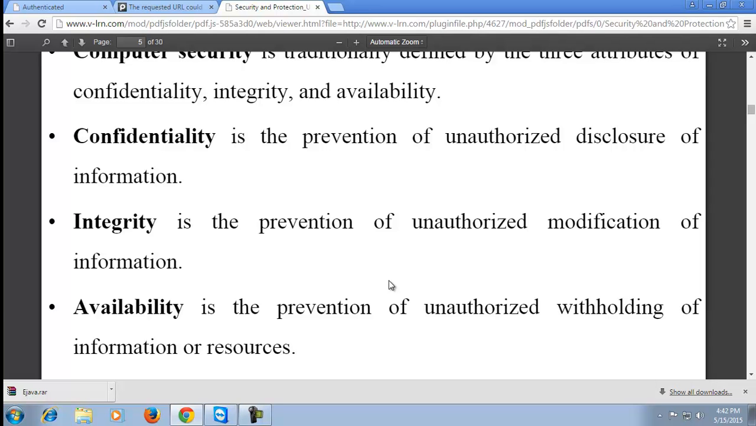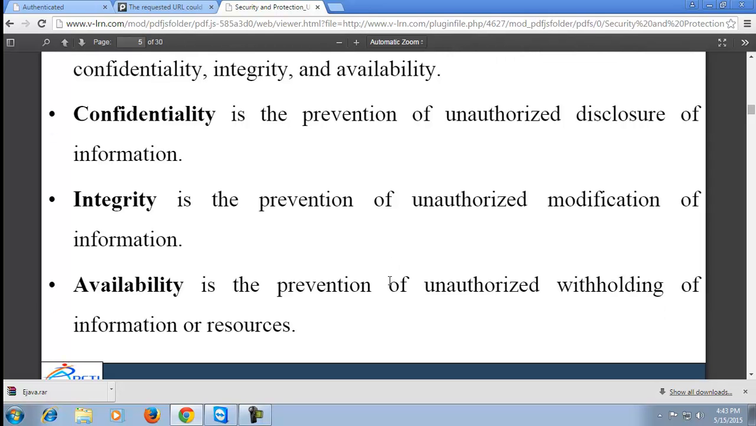Next is availability, the prevention of unauthorized withholding of information or resources. So this is all about computer security. Without these terms we cannot assume what security is, and we cannot explain how security works and how it is required for us.